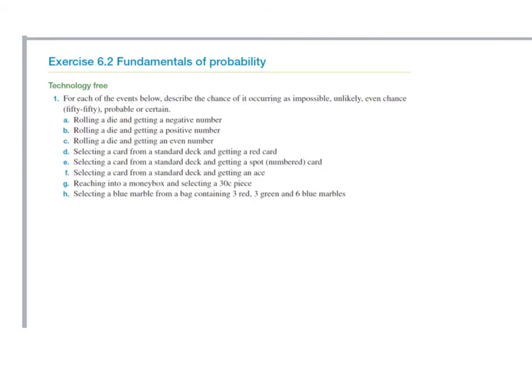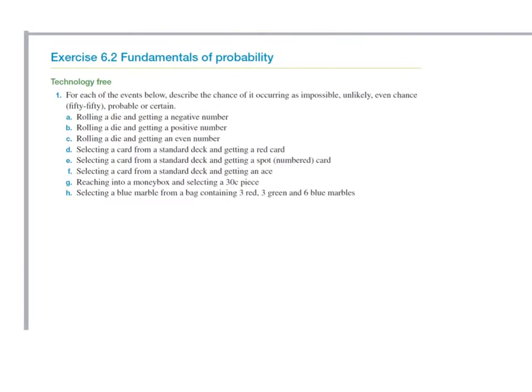Alrighty, let's do this first one together. You can stop this video if you want to have a go by yourself. What I'm going to do is just do this question here, number 1, and then you guys can carry on this background topic. Okay, so they just want you to use these terms here. So they want you to describe the chances of it occurring as either impossible, unlikely, even, probable or certain.